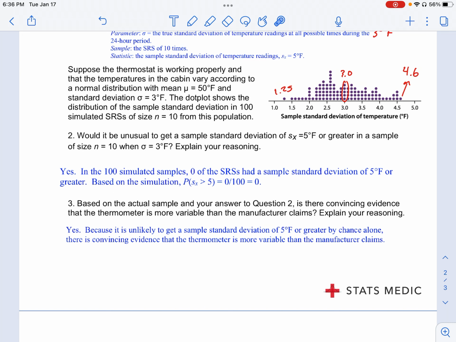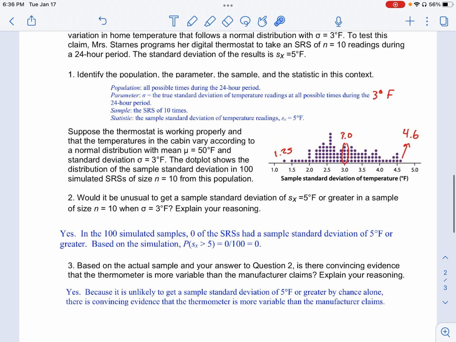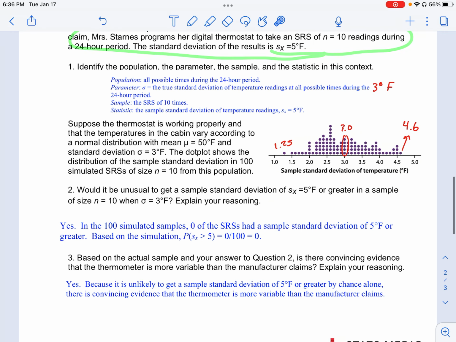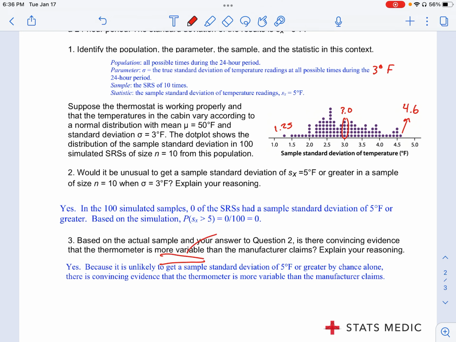Number 3, last one. Based on the actual sample, and your answer to question 2. Sorry, the actual sample is this one. This is their sample up here. Based on their sample and the answer to question 2, is there convincing evidence that their thermometer is more variable? More variable means, when I read that, I think higher Sx, higher standard deviation. Does it have a higher standard deviation than the manufacturer claims?